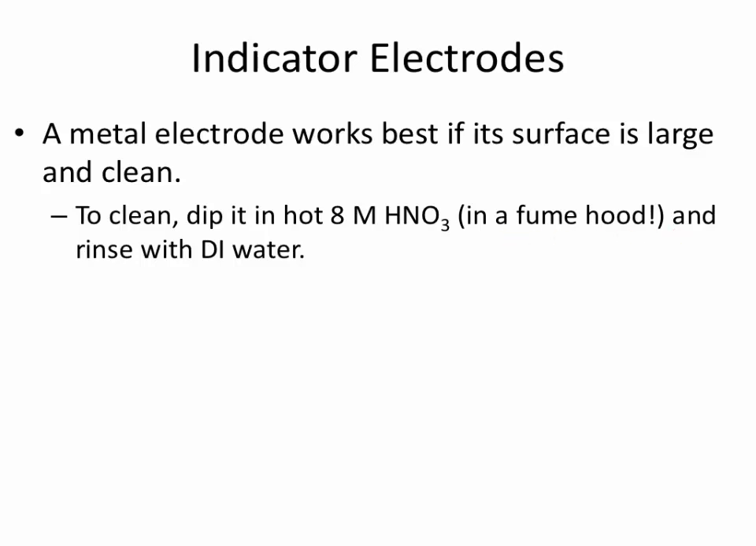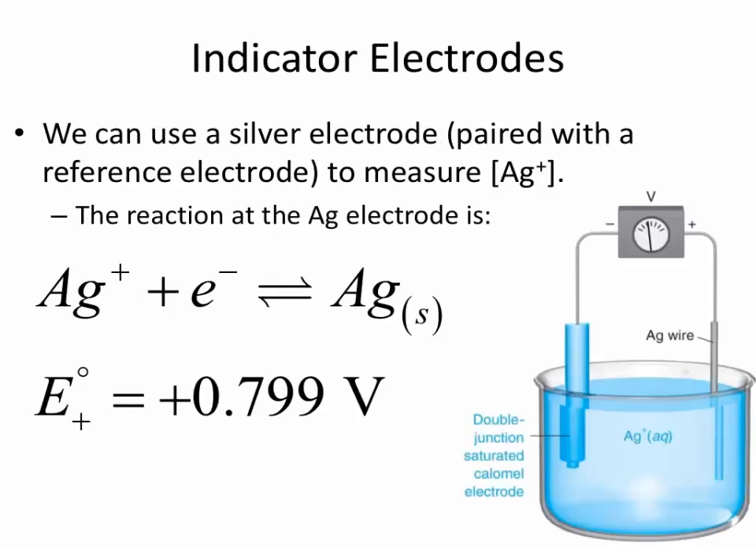Now we can use a silver electrode paired with a reference electrode to measure the silver ion concentration. And the reaction at the silver electrode then is the reduction of our silver ions to metallic silver, and we have E0 plus there of plus 0.799 volts. And note that this silver electrode is the one on the right side here.